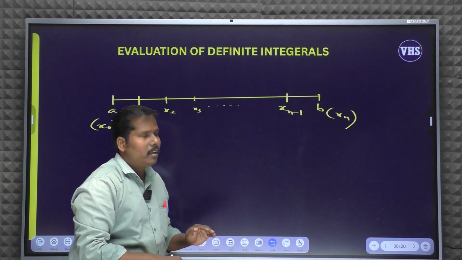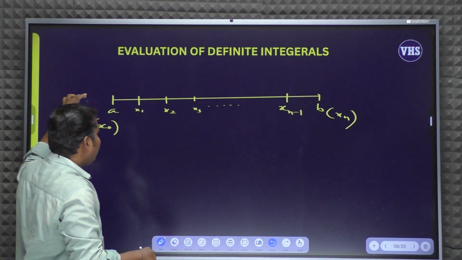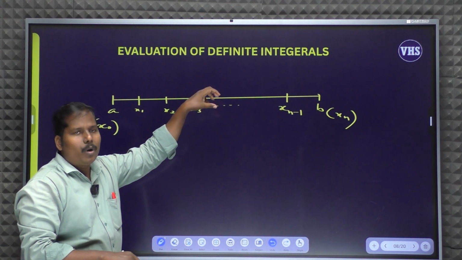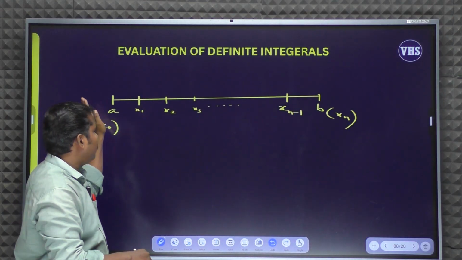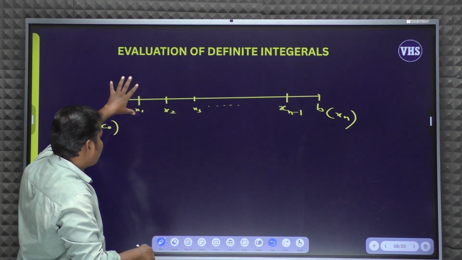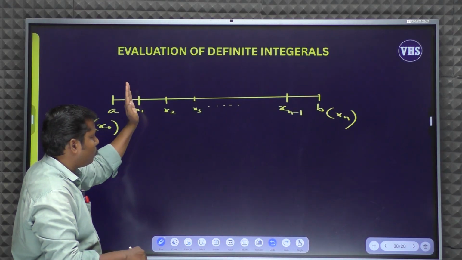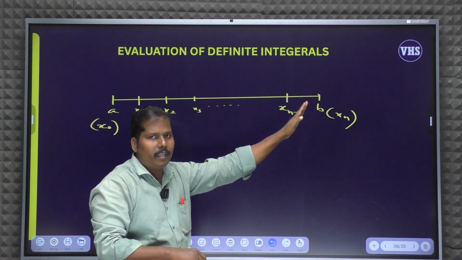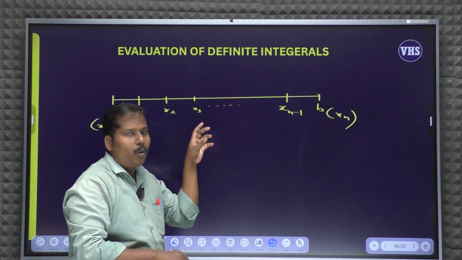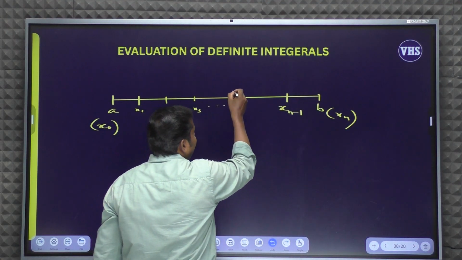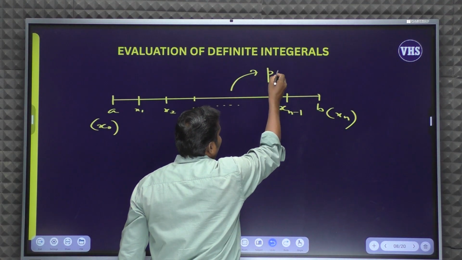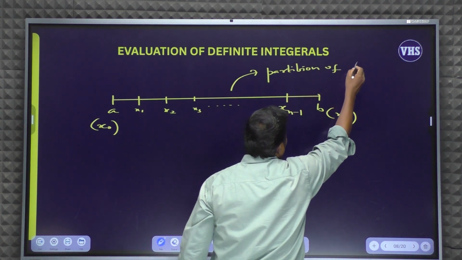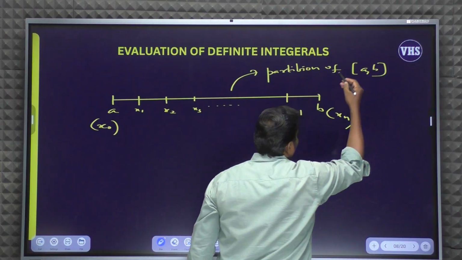xn minus 1. Students, dividing the piece of a real line like this into small intervals is known as partition. Dividing the piece of the real line into small intervals, a to x1, x1 to x2, x2 to x3, etc., xn minus 1 to b. Such an arrangement is called what? Partition. Partition of the closed interval a comma b.